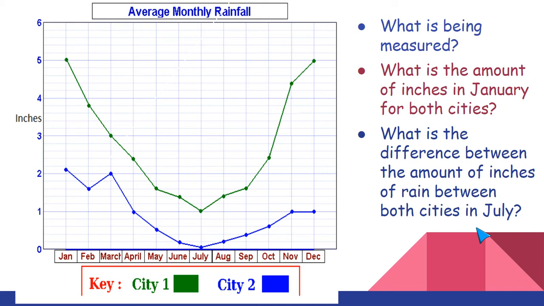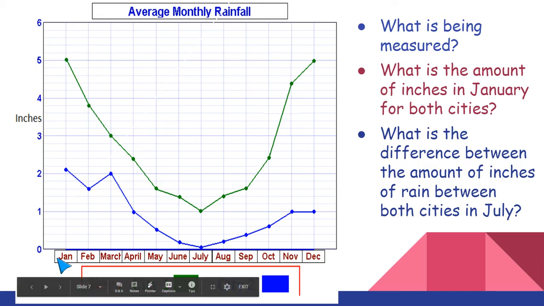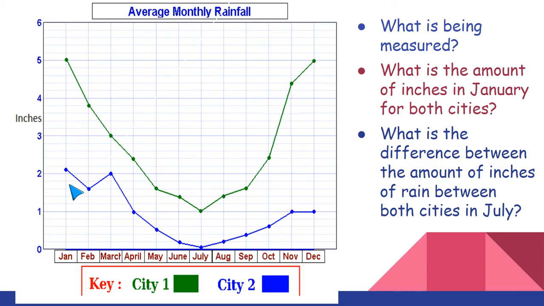What is the amount of inches in January for both cities? When we look at January, we see that city 1 in green has 5 inches. The city in blue, city 2, has just a little bit over 2 inches. So together, they would have just a little over 7 inches of combined rainfall.